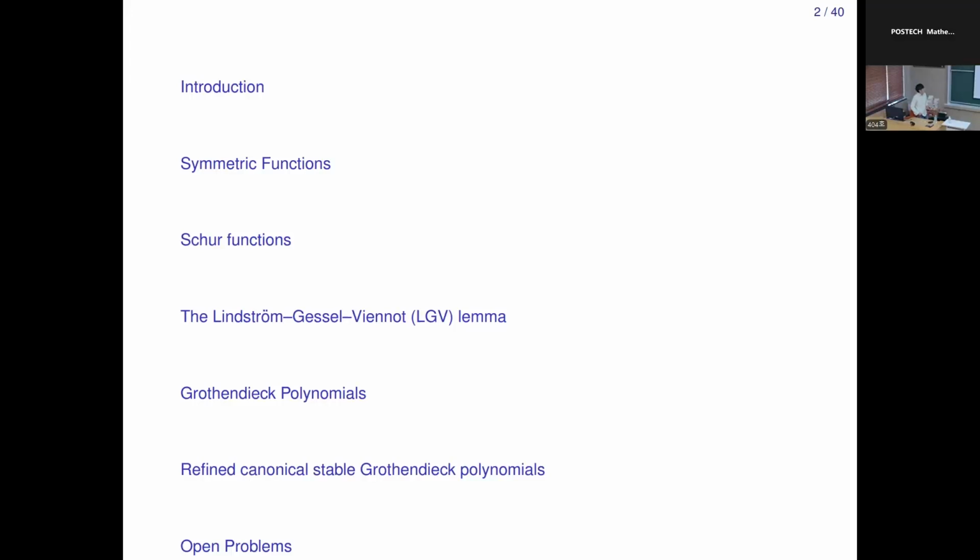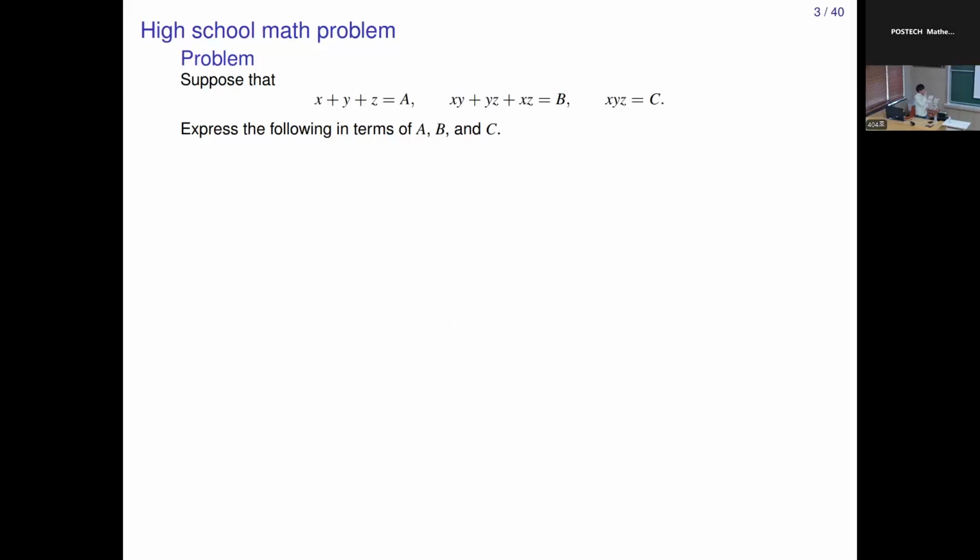All right, so first, let me begin with a very simple high school math problem. When I was a high school student, I really saw a problem like this. Suppose that x plus y plus z equals a, xy plus yz plus zx equals b, xyz equals c. There are three expressions, and the problem is to express each sum in terms of a, b, and c.